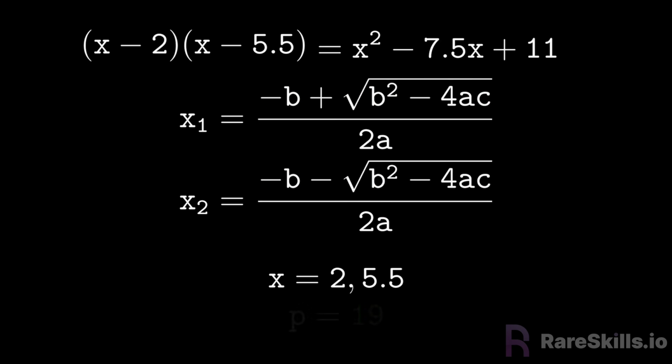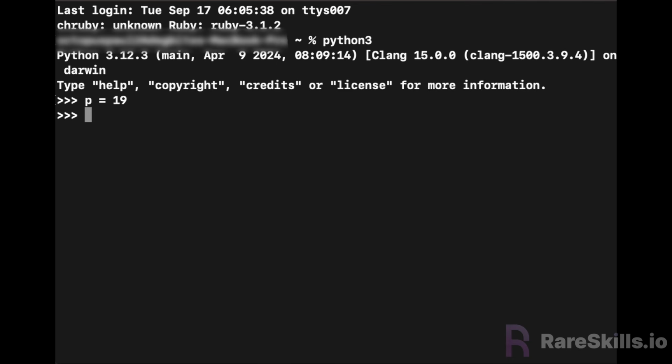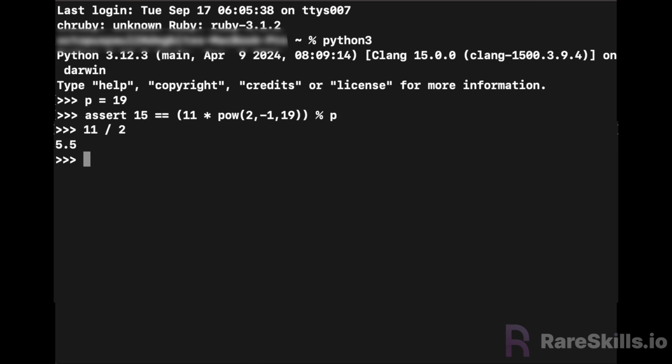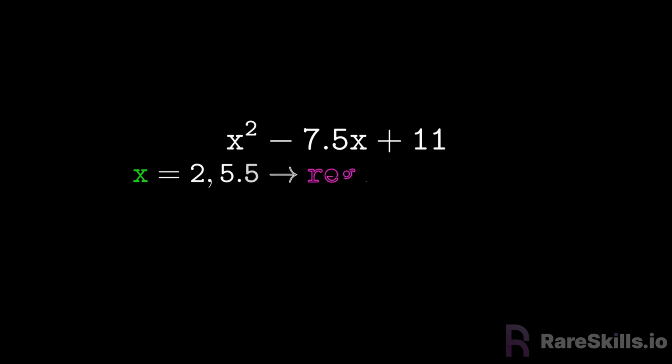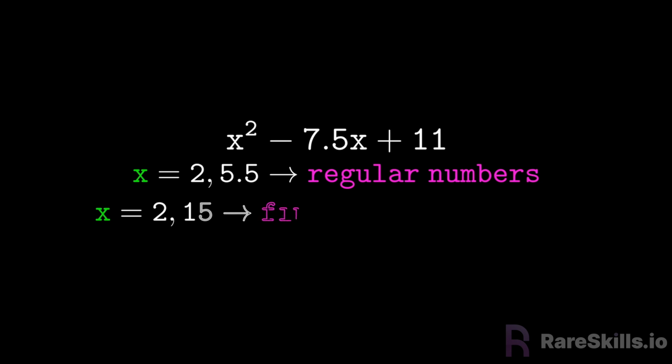If our finite field is p equals 19, that corresponds to 2 and 15. Now I will show you how 5.5 is congruent to 15 using Python. I assign 19 to p and use the assert statement. I assert that 15 is equal to 11 times 2 to the power of negative 1 modulo p, and we see that 11 divided by 2 is equal to 5.5. Therefore, we know that the roots of x raised to the power 2 minus 7.5x plus 11 are 2 and 5.5 with regular numbers, and 2 and 15 in the finite field modulo 19.